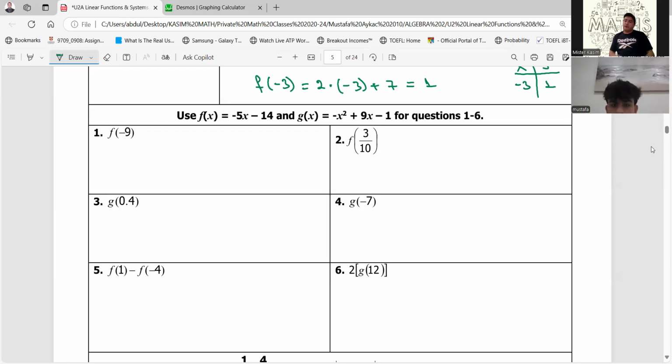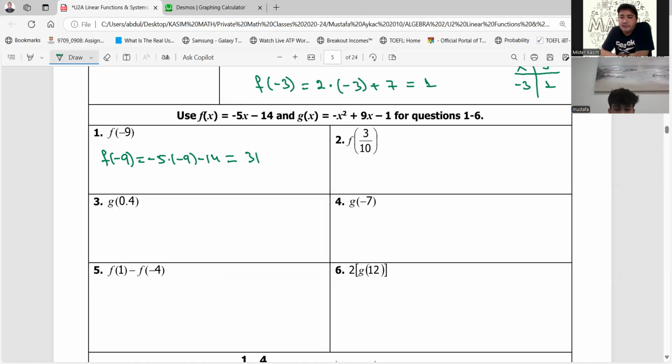Yeah, I'm back. Okay, Mustafa, let's continue. Let's do it together, okay? And the next question, you'll do this. So now you get the idea. Now here, f of x, right? To evaluate f of -9, I have to replace all x's by -9. -5 times -9 and minus 14. -5 times -9 is 45, minus 14, that is 31, right?